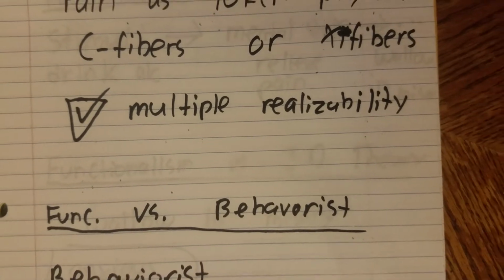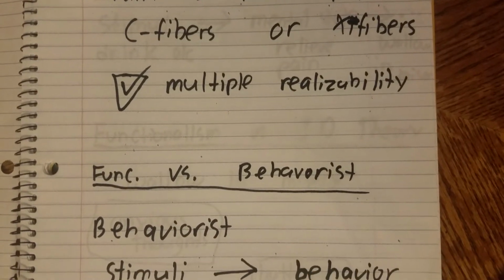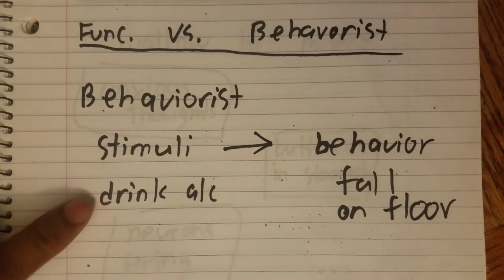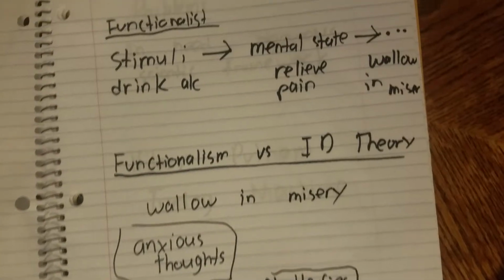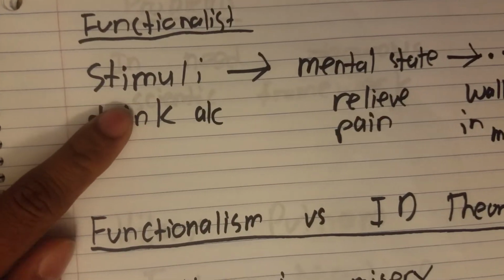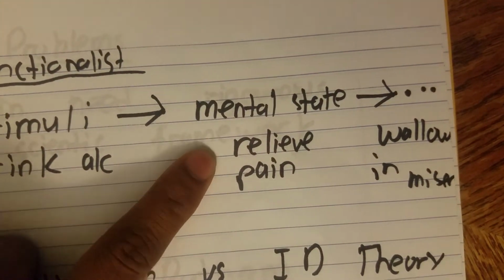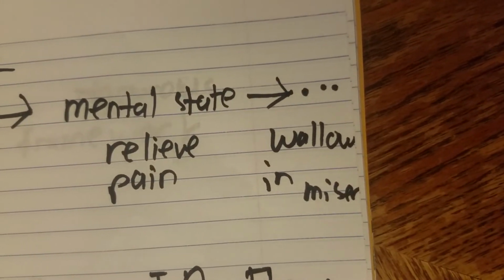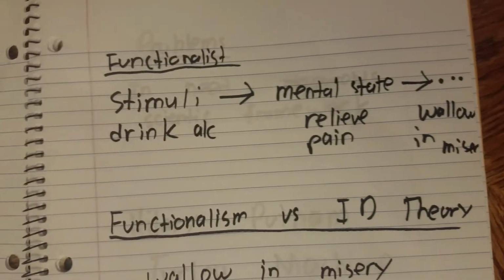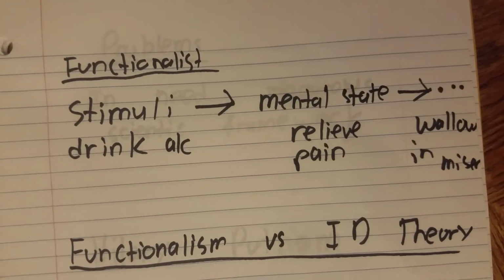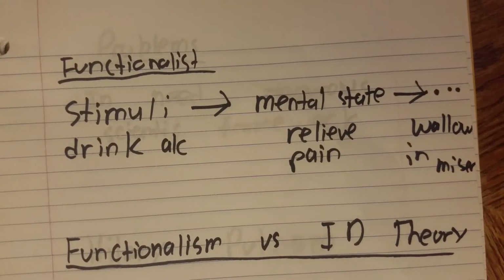So, how does functionalism hold up against behaviorism? A behaviorist has to forego mental states. So when they see the stimuli of drinking alcohol, they relate it to the behavior of falling on the floor and stop there. The functionalist will instead identify the mental states. So they see the stimuli of drinking alcohol and relate it to the mental state of the belief that it will relieve pain, and then relate the behavior of falling on the floor to the mental state of wallowing in misery. This accounts for the relation between behavior, mental states, and physical states that behaviorism fails to do.